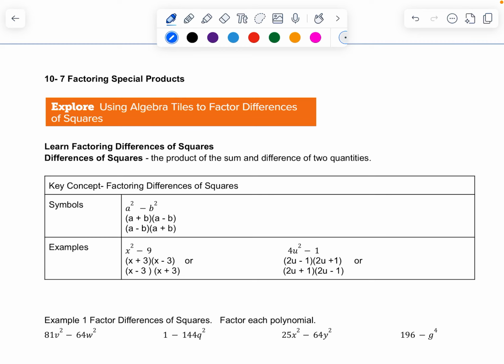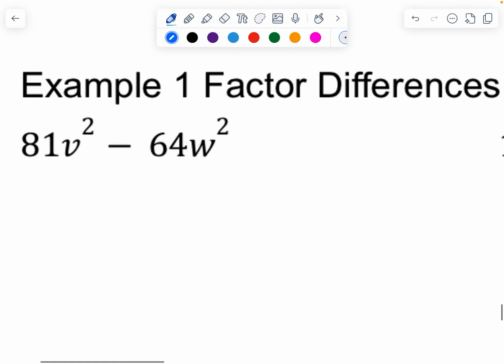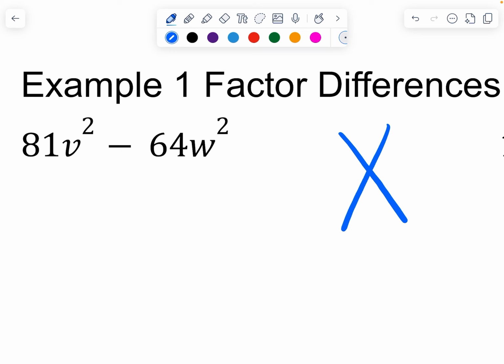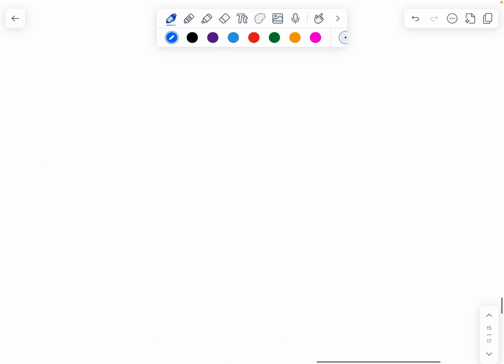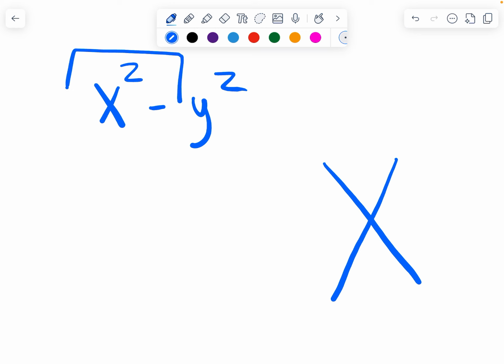Factoring special products. So we're going to start with doing it the way we did on the previous. Oh, that's not a pretty one. I'm actually going to pick a better one. So I'm going to pick x squared minus y squared. And we're going to do this one. So if I look at the two numbers right here, x squared.